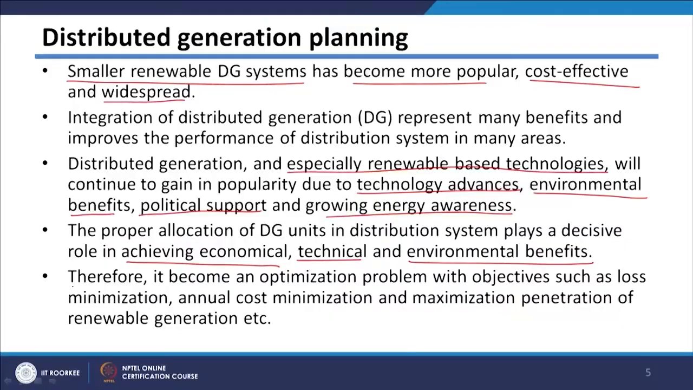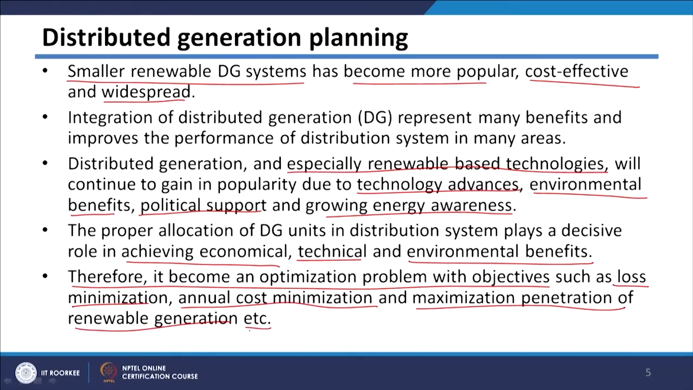It means you want to place distributed generation in distribution systems. So your choices will be the locations in the distribution system where we need to place this distributed generation, and what size. So it is called a sizing and siting problem of distributed generation during the planning stage. This sizing and siting, or distributed generation planning, will have objective functions such as loss minimization, annual cost minimization, maximization of penetration of renewable generation, etc.